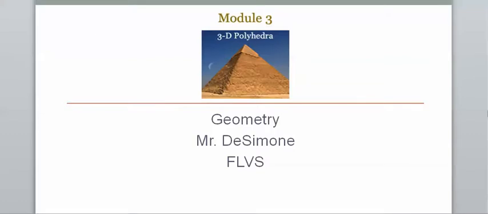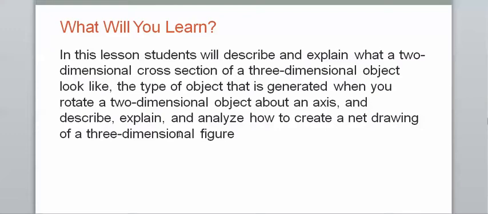In this module, you will learn how to describe and explain what two-dimensional cross-sections of a three-dimensional object look like, the type of object that is generated when you rotate a two-dimensional object about an axis, and describe, explain, and analyze how to create a net drawing of a three-dimensional figure.